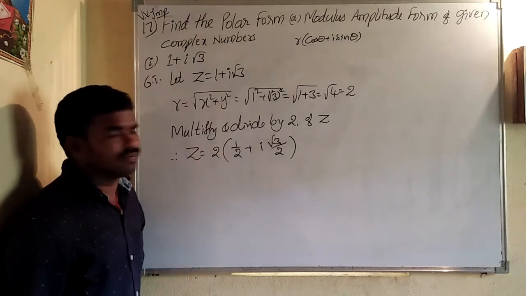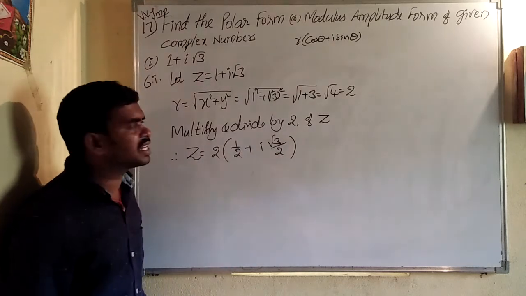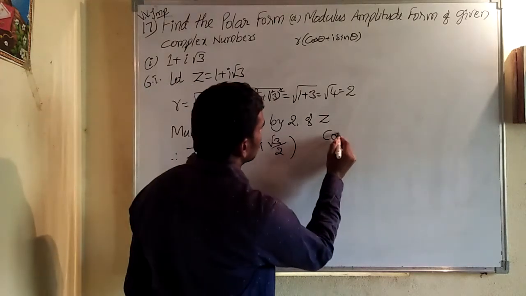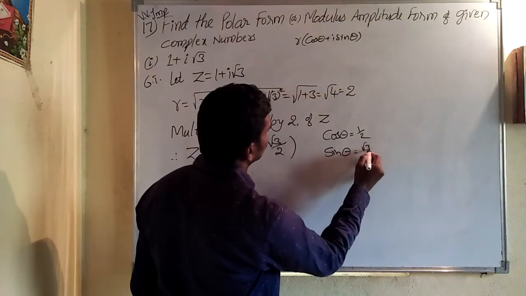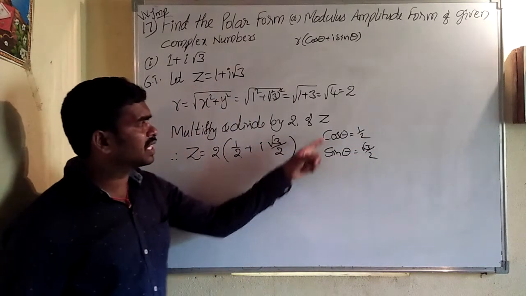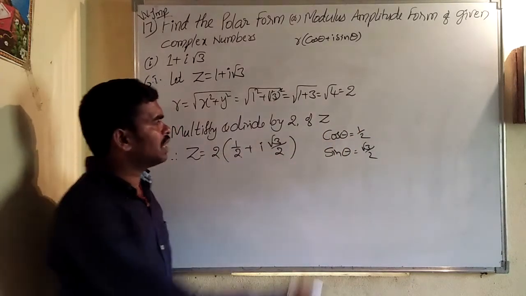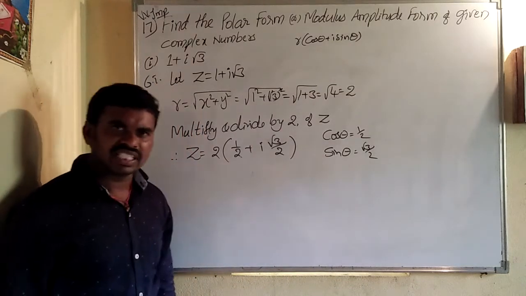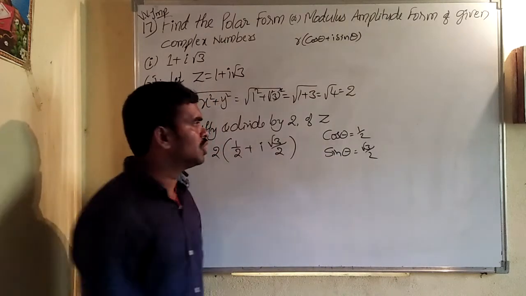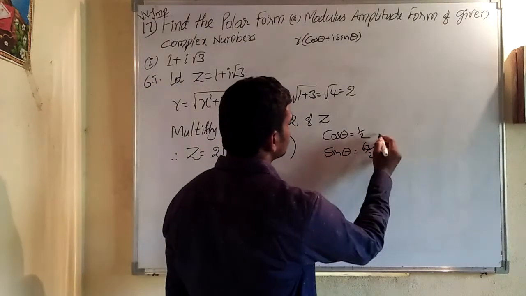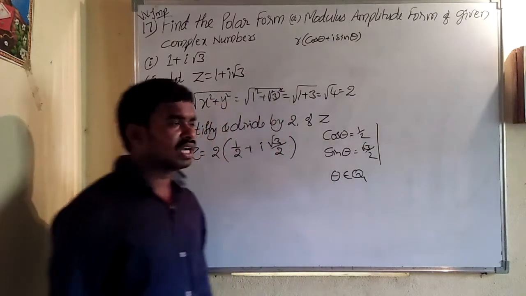Here this is our value. This belongs to cos theta, and this belongs to sin theta. So here cos theta equals what? 1 by 2. Sin theta equals root 3 by 2. Comparing these two, cos is positive and sin is positive. So which quadrant does it belong to? Yes, first quadrant, because only in the first quadrant are these two positive. So theta belongs to the first quadrant.